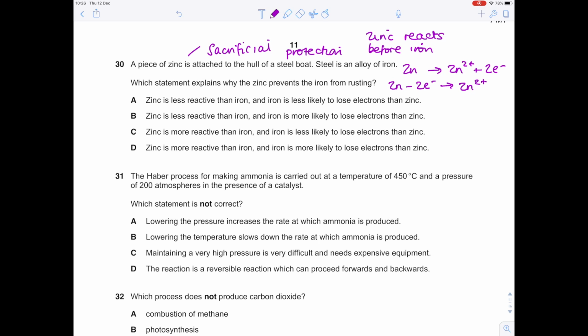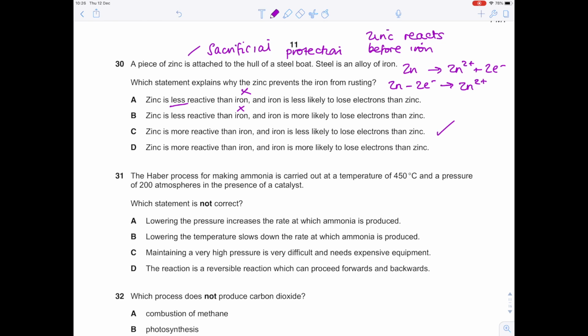A, zinc is less reactive than iron. Okay, the moment I see that, it's wrong. Don't need to read anything else. Again, B, zinc is less reactive than iron. No. C, zinc is more reactive than iron. The iron is less likely to lose electrons than zinc. Yeah, that's effectively what my equation is showing. Just a different way around of putting the same thing. So it's actually C. D, zinc is more reactive than iron, and iron is more likely to lose electrons than zinc.